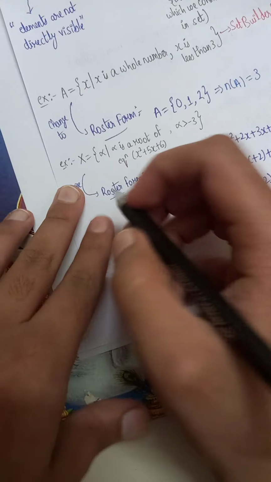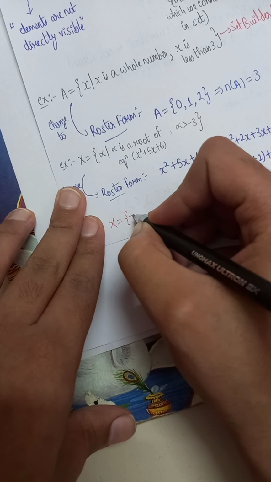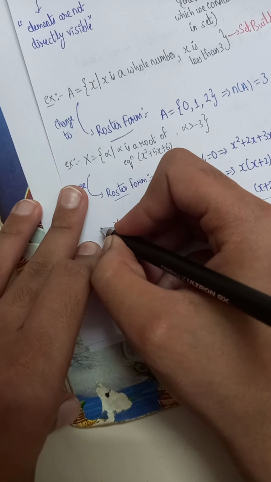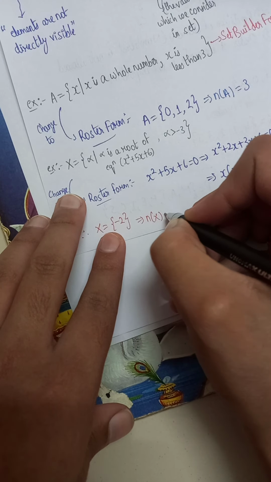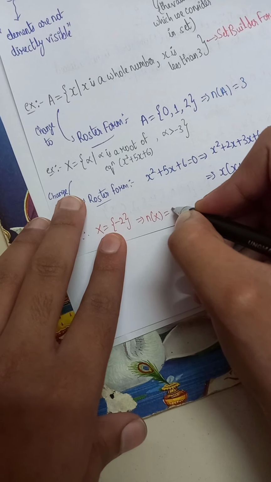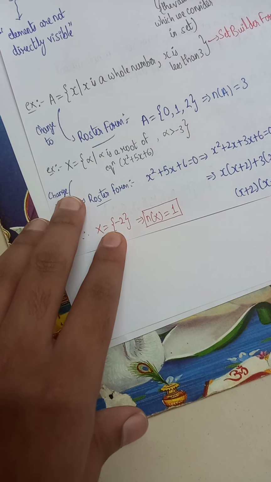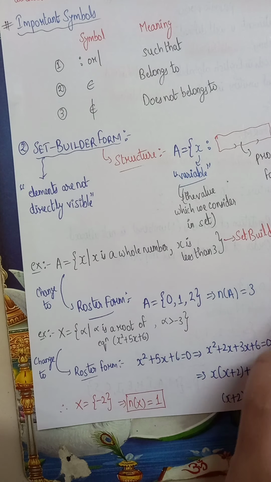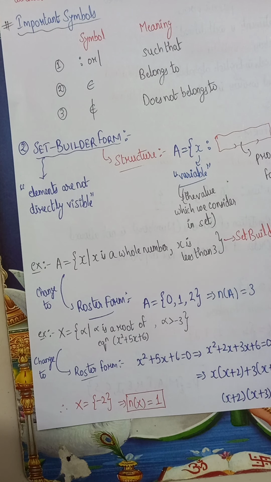So by converting into the roster form, you can tell x is equal to minus 2. Therefore x is equal to minus 2 and the number of elements in x is not minus 1, it's 1. Number of elements cannot be negative. So after this I'll teach you some important points. Let's write some important points, so let's move on to that.